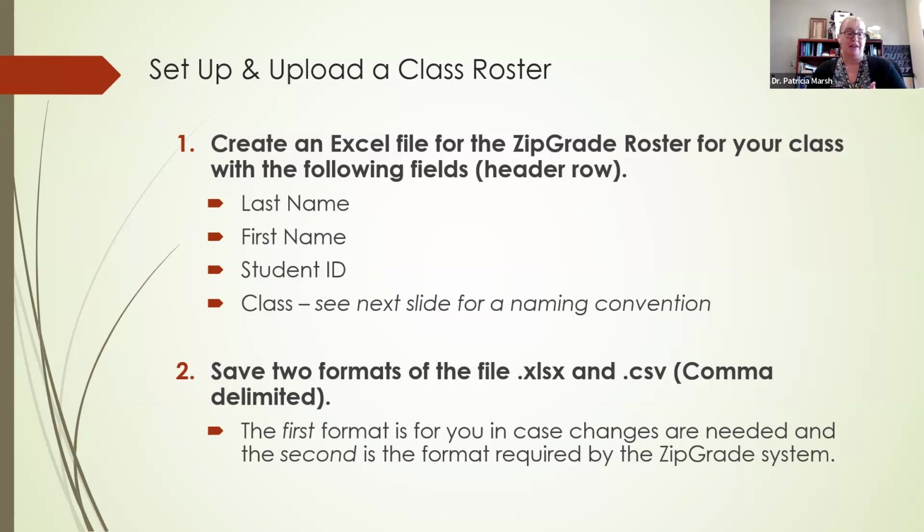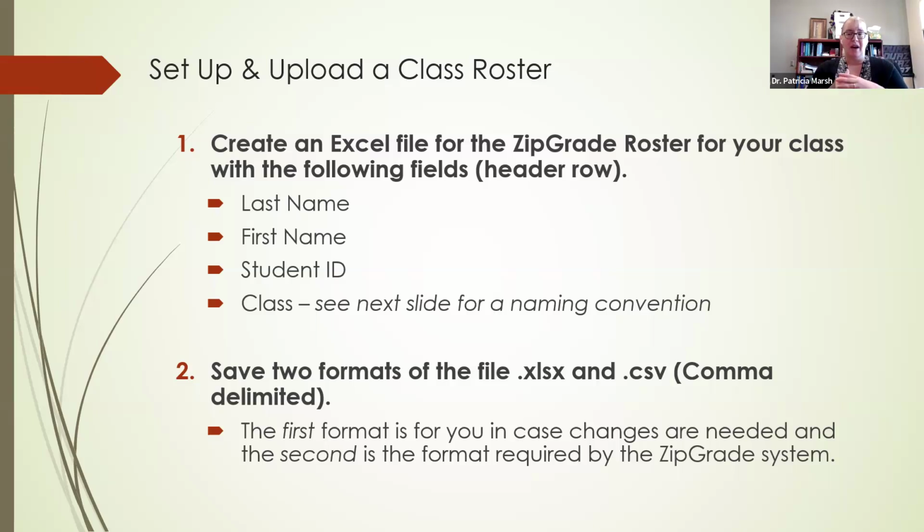And these are recommended headers. They're not required. It's just when you get into the software, it's going to ask you to map these column headings to the fields that are in Zipgrade. So I basically just use the names of the fields that Zipgrade does. So they're going to have a field that says last name. So if you have a column for the student's last name, their first name, their Ottawa student ID, and then assigning a unique code for your class. And I'll show that on the next slide.